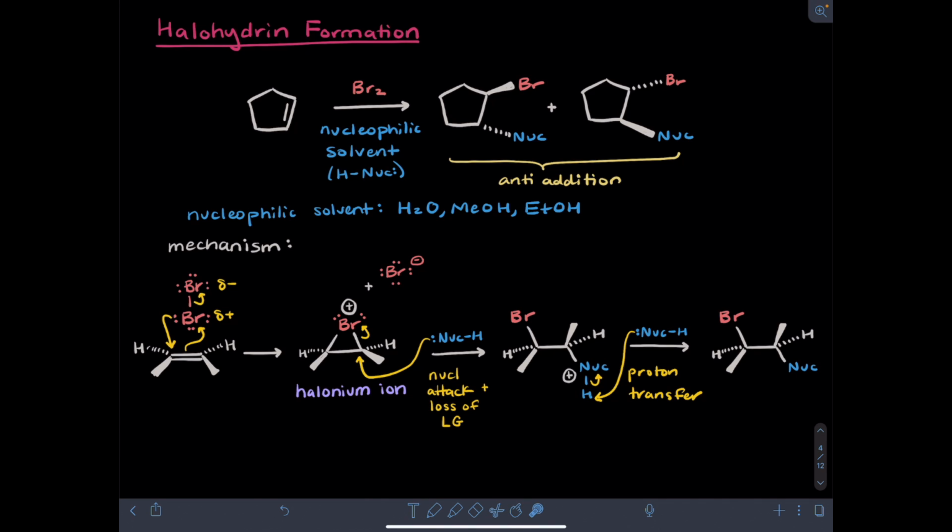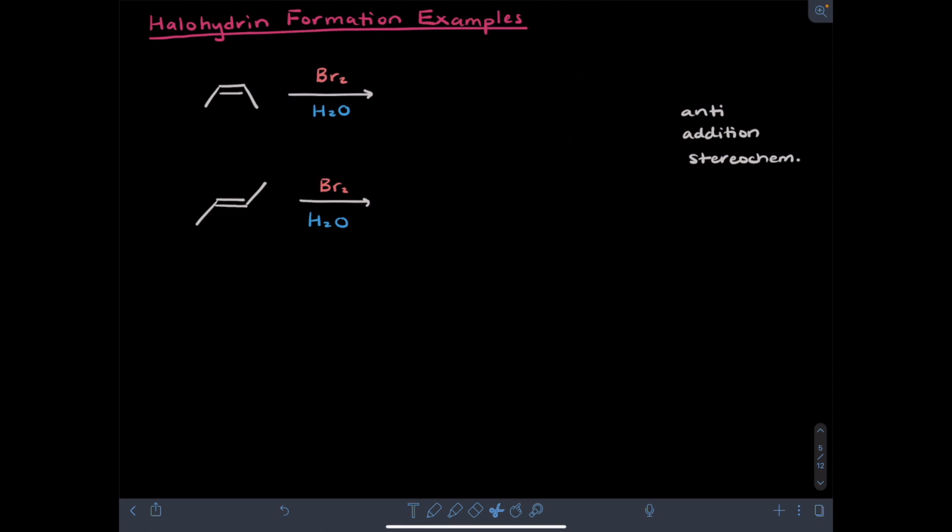If the halonium ion formed with the halogen on the top face of the molecule, the nucleophile had to come in from below, meaning that you would have anti-addition, one group added from above and the other one added from below. Let's consider two examples of halohydrin formation reactions.